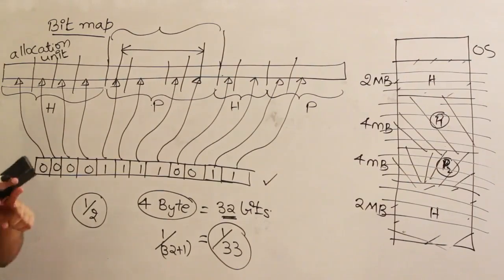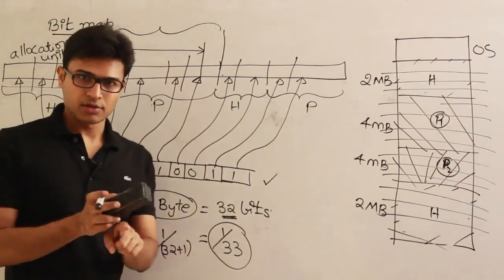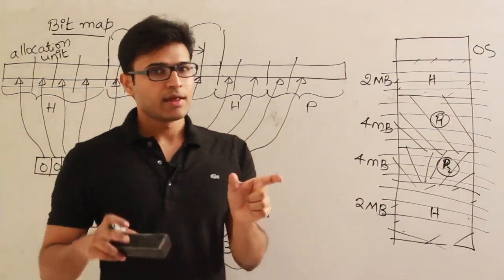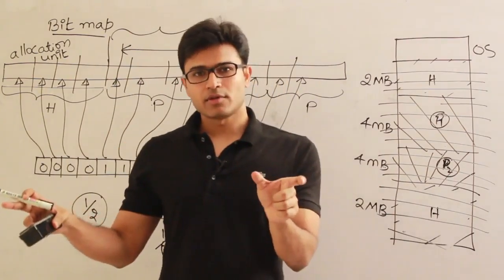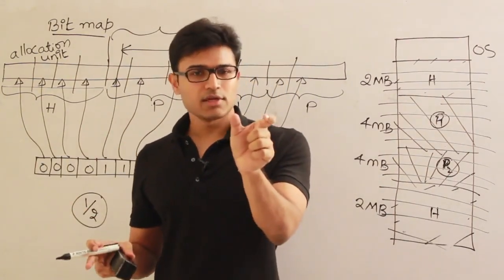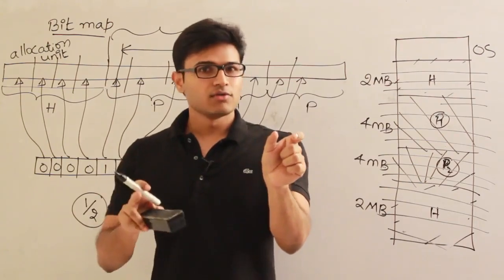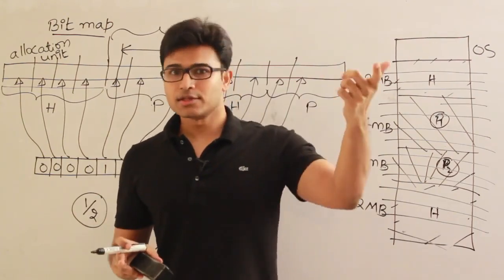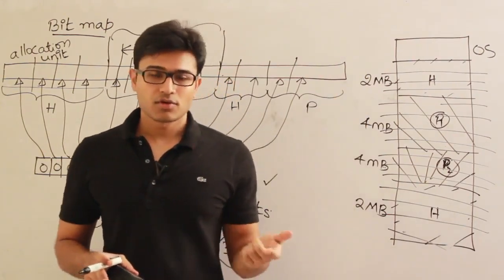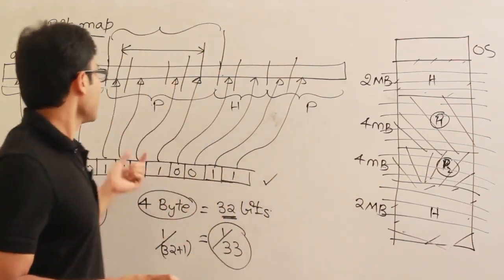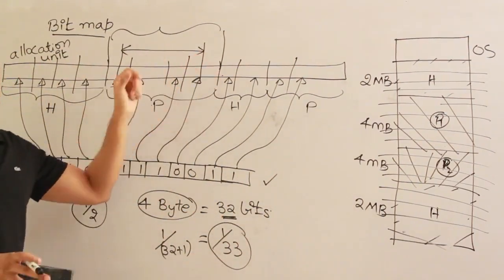Therefore, depending on the granularity of your allocation unit, the size of the allocation unit, the bitmap size is going to depend on that. But if you decrease the size of the allocation unit, it is going to give you better memory utilization, right? Because you are not going to waste a lot of space by wasting half of the granularity units.